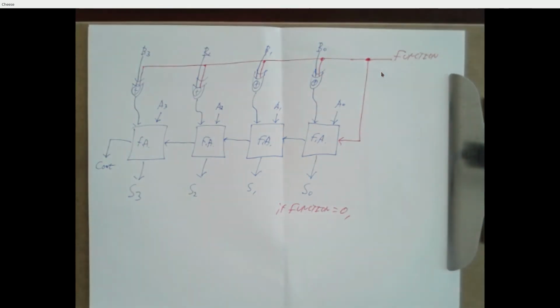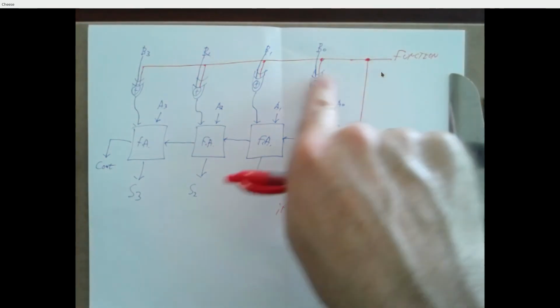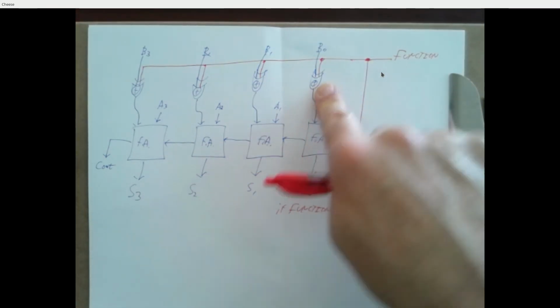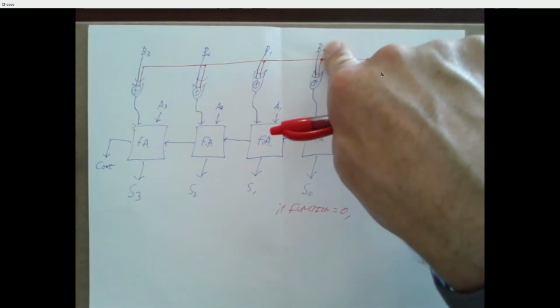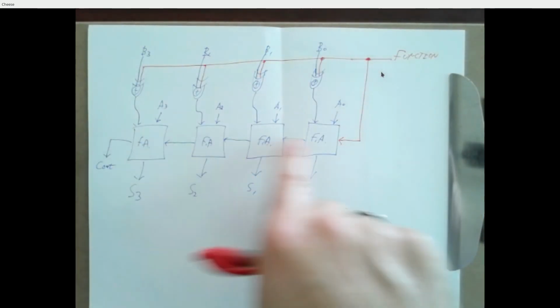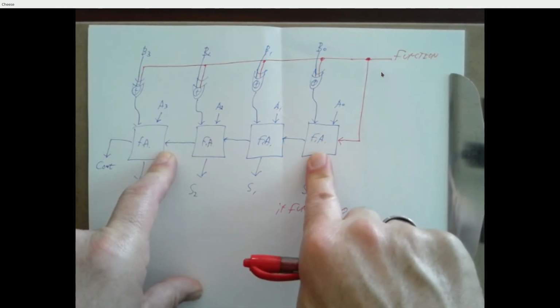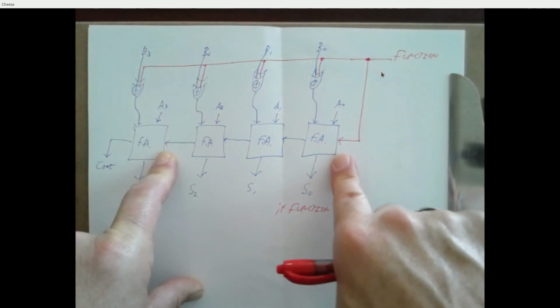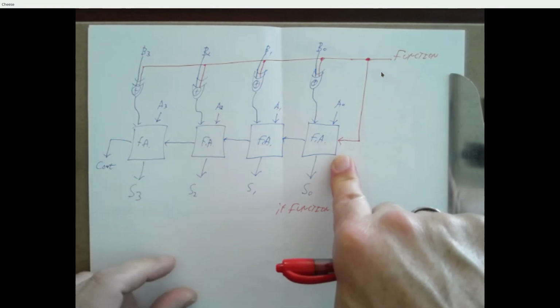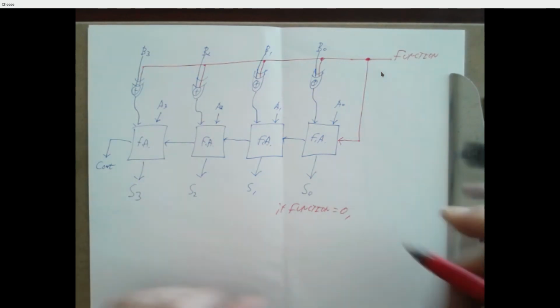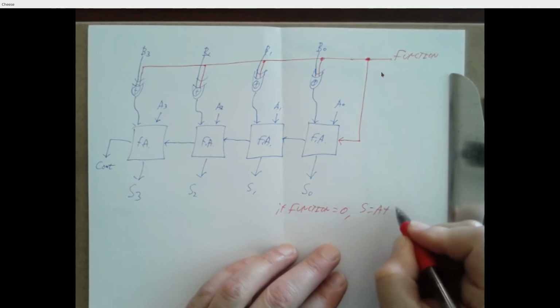So a function is equal to 0. Let's trace through this. We have 0 going into each of these XORs, which means the output of the XOR is the same as the B input. So B is coming into our full adder unchanged. This is taking A and adding B together, and since our function is 0, our first carry in is 0. This is just plain old addition. So S equals A plus B.